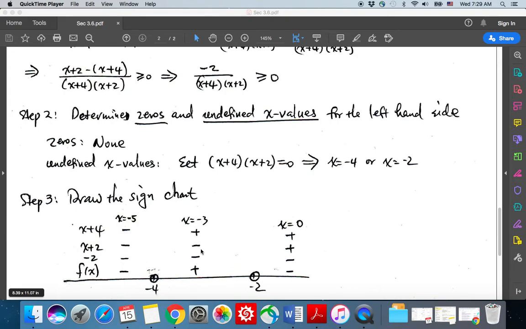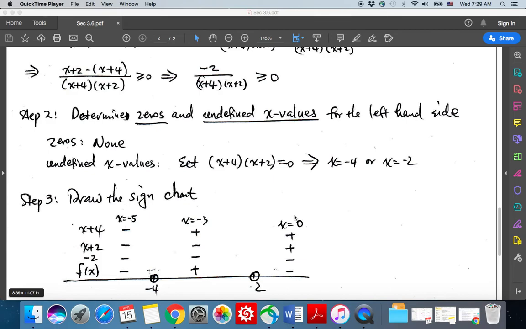So for the middle piece, let's pick negative 3 as the test point. Again, the numerator is a fixed number, always going to be negative. The linear factor x plus 4 is going to be positive. Another linear factor of the denominator, x plus 2, is going to be negative. So a negative term divided by the product of a positive and a negative, that's going to give us positive. So the rational function over the middle piece is going to be positive.